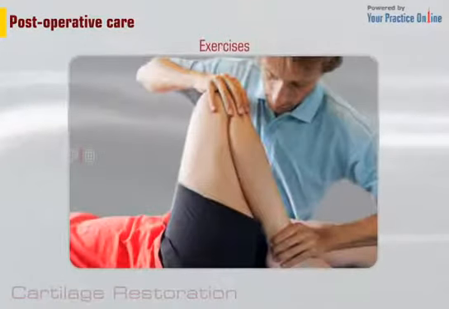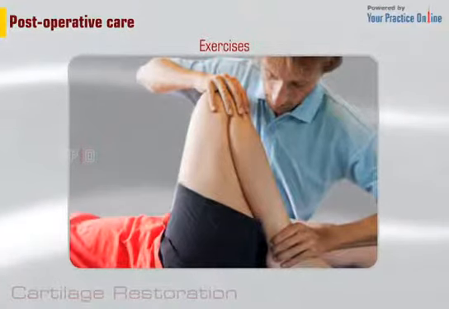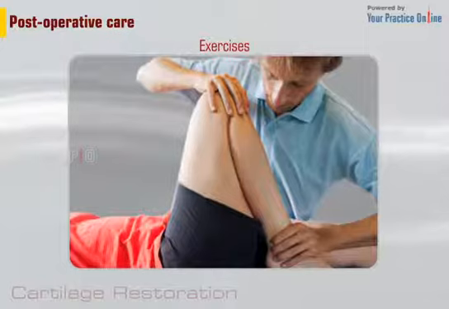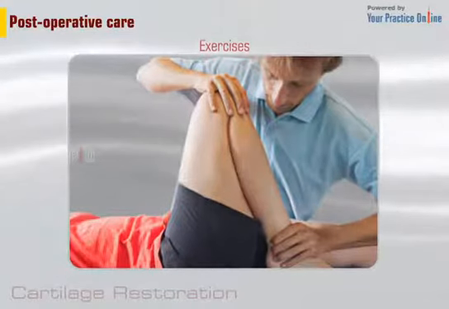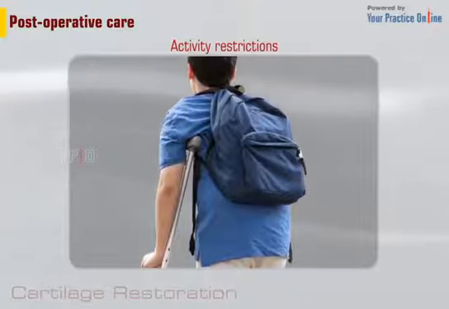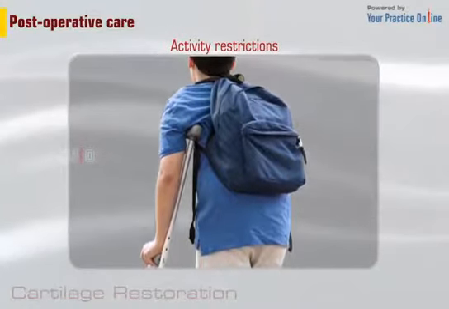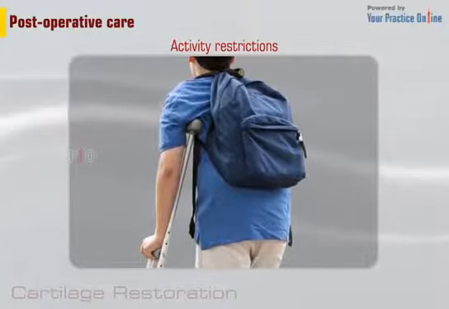Exercises. Physical therapy is usually started within 1 to 2 weeks of surgery to help restore motion to the affected joint. Activity restrictions. Your surgeon will give you activity restrictions to follow during the healing process, depending on which joint is involved.